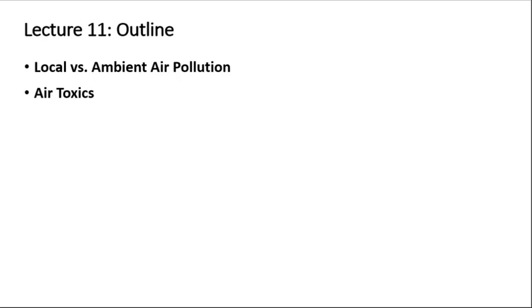The outline for this lecture comprises two topics. We first more clearly define and describe local air pollution by comparing it to ambient air pollution, which we have primarily focused on in previous course modules. We then study a class of air pollutants called air toxics. These are independent of criteria air pollutants and a class of air pollutants particularly important with respect to local air quality issues.